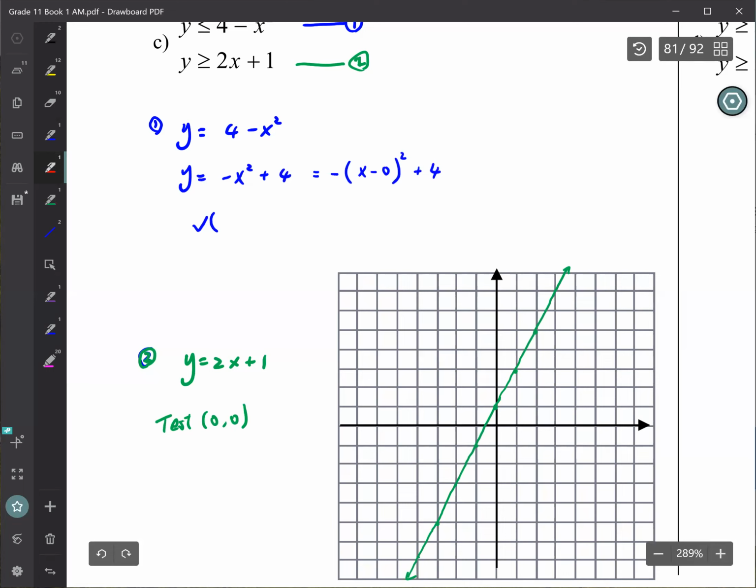Yeah, so the vertex is just 0, 4. A is -1, P is 0, Q is 4. Because P is 0, the bracket is not needed anymore. It just shrinks into just x. So the vertex is 0, 4, which will be up here. And you can plug in 1 point on each side.